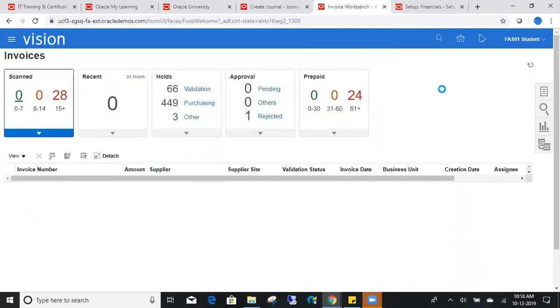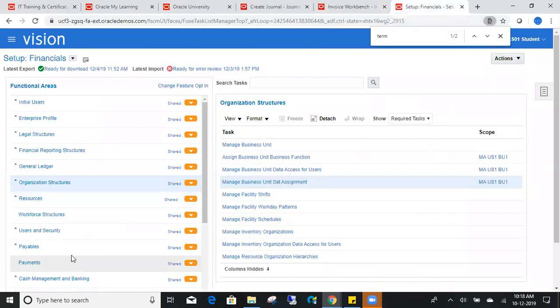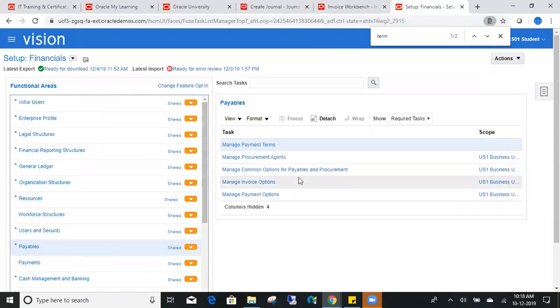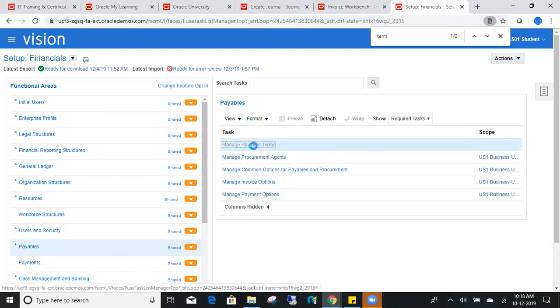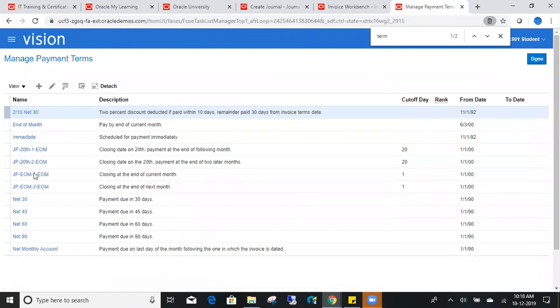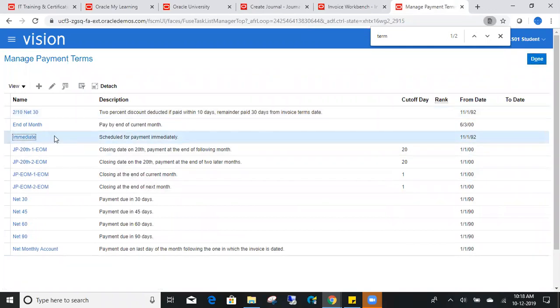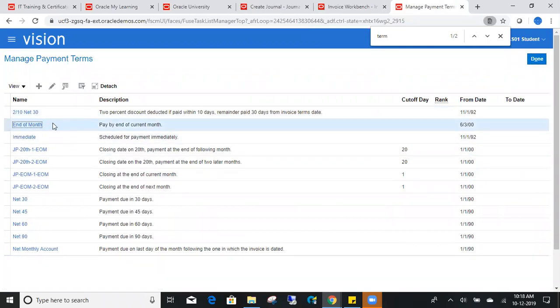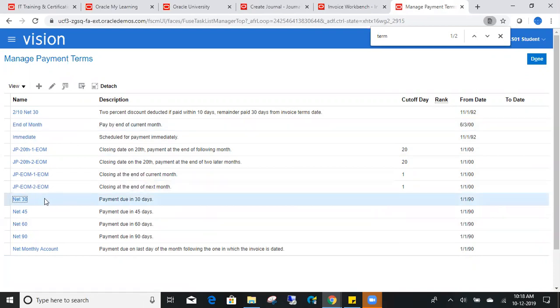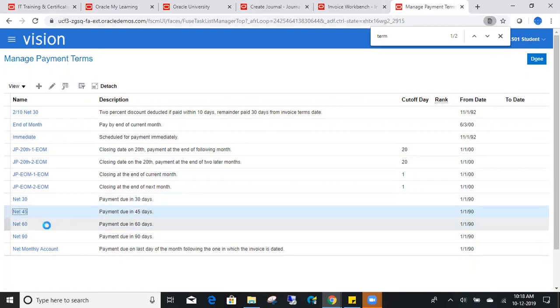Let me go to setup and maintenance and check for the payable tasks. Here we have Manage Payment Terms. I told you, right, what is the use of payment terms? Immediate means you have to pay it right now. End of the month means at the month end you can pay. Net 30 means you can make the payment after 30 days, 45 means after 45 days, and 60 means 60 days after buying a product you can pay.